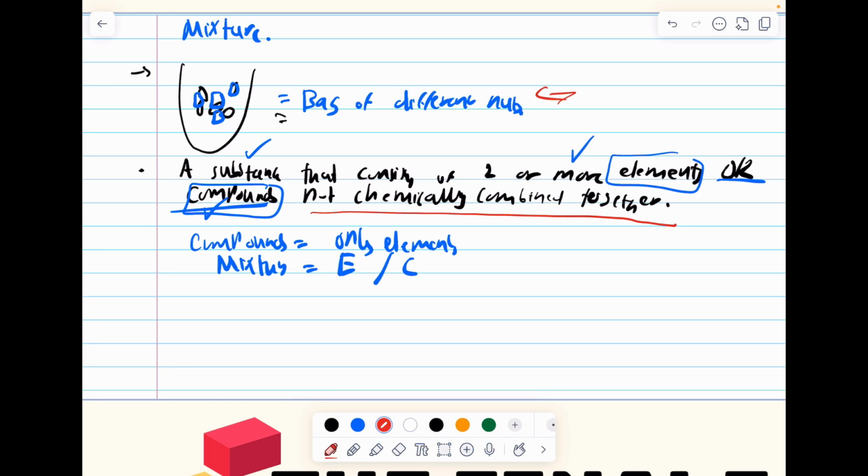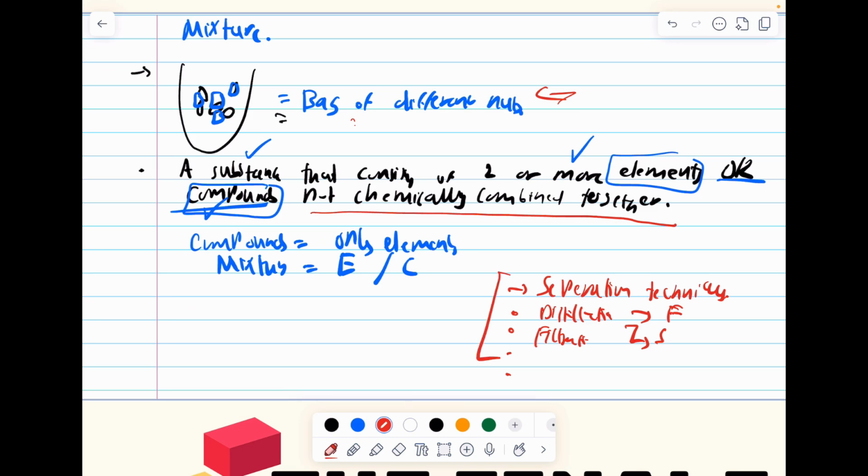And then there's also separation techniques, which you need to know. So imagine this bag of nuts. All the different nuts inside this bag. How would you separate them? There's different separation techniques which you need to know for mixtures, which includes stuff like distillation, there's fractional distillation, and there's simple distillation, and then there's filtration. But we'll go over these in the next video.